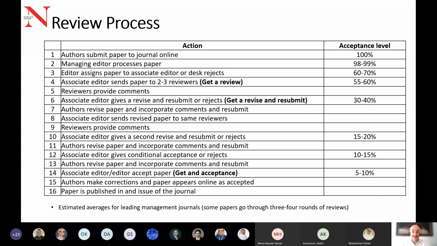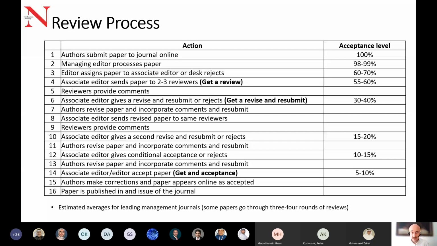And then our task is to identify whether the paper fits the journal or not. And this is a very important first stage. Is this a paper that is worth reviewing? Is this a paper that is going to make sense in this particular journal? I'm going to get in more detail in a minute. And the story here is how do you make sure that you sell the paper well so that you get a review? If that is the case, the paper goes to reviewers.